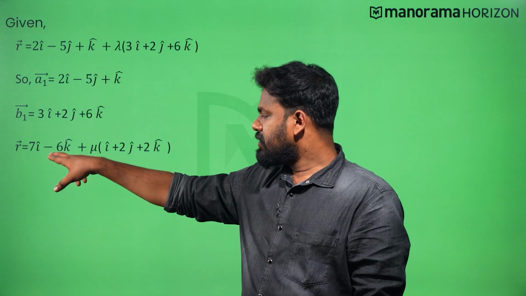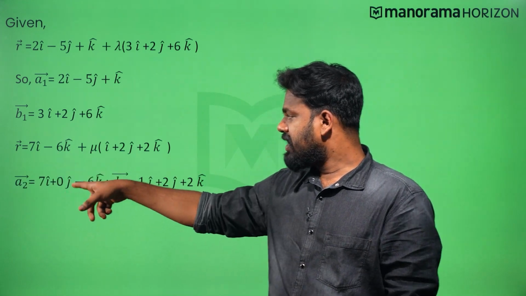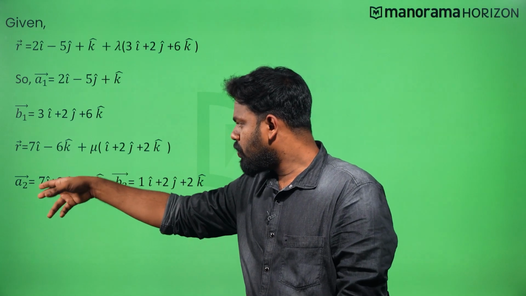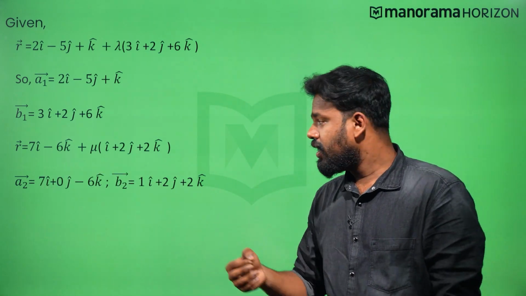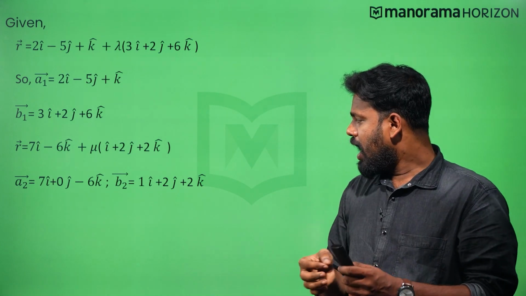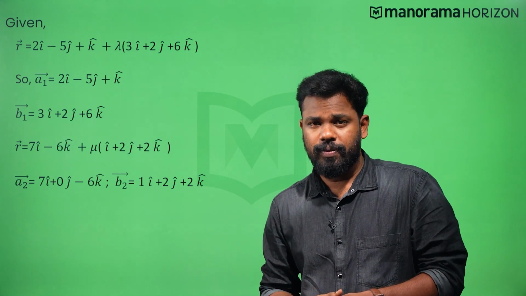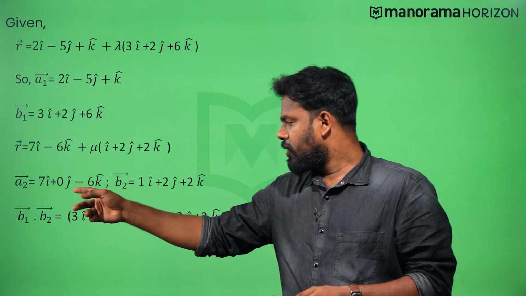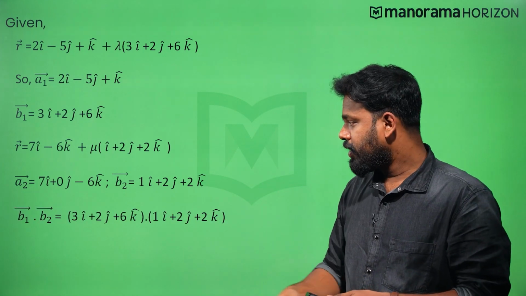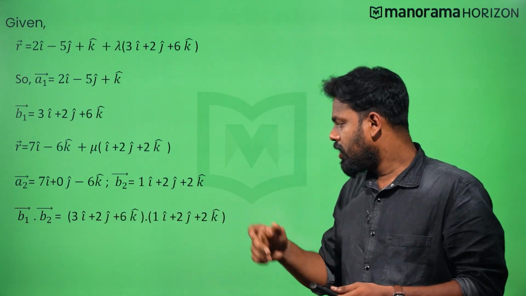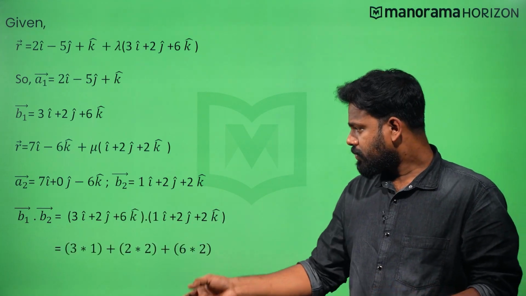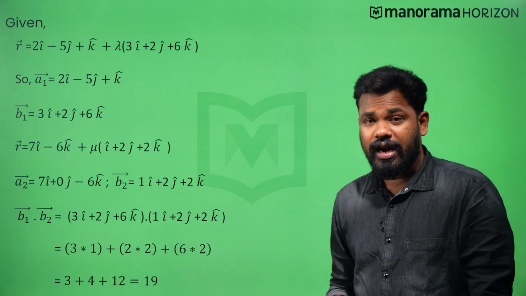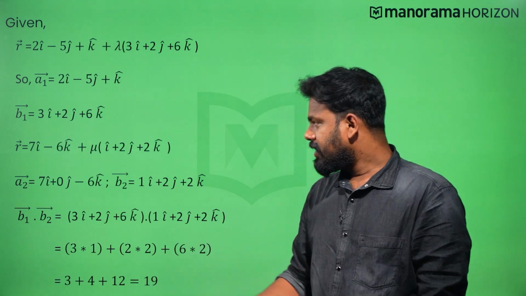And in the second line, what is a2 here? 7i plus 0j minus 6k. There is no j component there, so I am putting it as 7i plus 0j minus 6k. And b2 will be 1i plus 2j plus 2k. So we got b1 and b2. Using the formula, I take the dot product b1 dot b2: 3i plus 2j plus 6k dot 1i plus 2j plus 2k. I easily get 3 into 1 plus 2 into 2 plus 6 into 2, which is nothing but 19. So I got the dot product as 19.